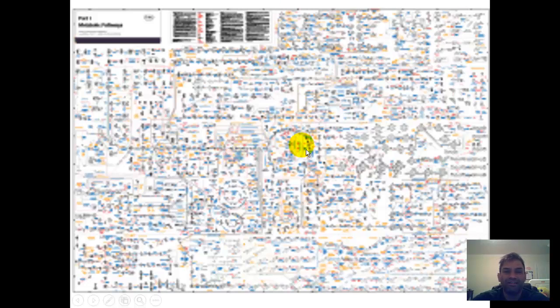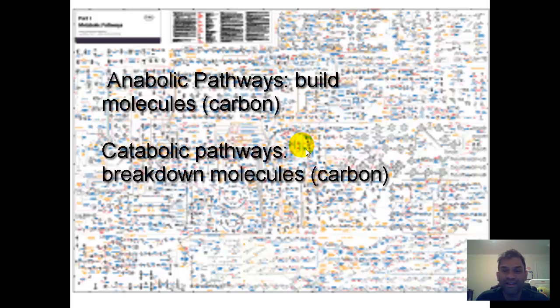So in all these pathways, you have what are called anabolic pathways. Think of a wrestler using anabolic steroids. They're used to build muscle. In a similar regard, anabolic pathways are pathways that build carbons, so they build molecules. And the flip side are catabolic pathways, those that break down carbons or break down molecules. So glycolysis is a catabolic pathway because we're breaking down the 6-carbon sugar molecule.